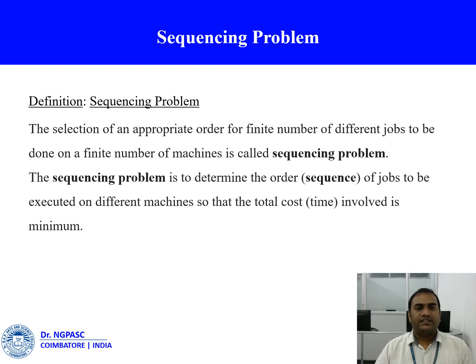First, the definition of sequencing problem. The selection of an appropriate order for a finite number of different jobs to be done on a finite number of machines is called a sequencing problem. The sequencing problem is to determine the order or sequence of jobs to be executed on different machines so that the total cost or time involved is minimum.